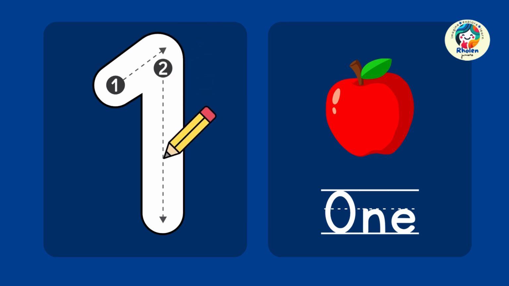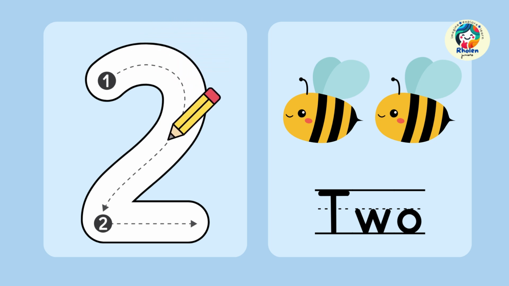Straight line down. Nice and tall, that's number 1. Number 2. Curve around, go straight across. Down the slope, that's number 2.